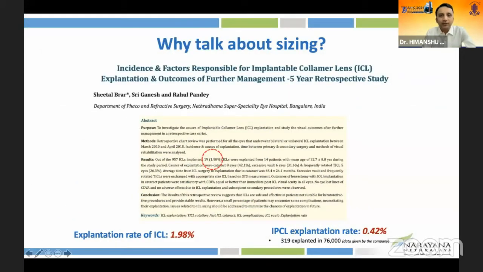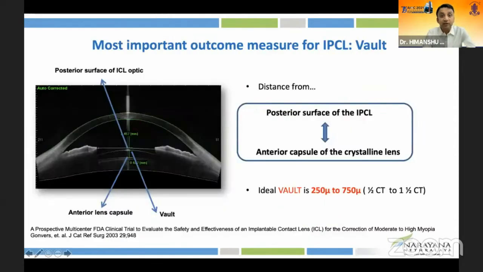Why do we talk about sizing? Well, because we know that irrespective of whatever best hands we have, we still have cases where we have to explant ICL, IPCL. And in these cases, there is something related to the vault or the sizing of the ICL. When we talk about phakic IOL sizing, the most important parameter for the sizing is vault.